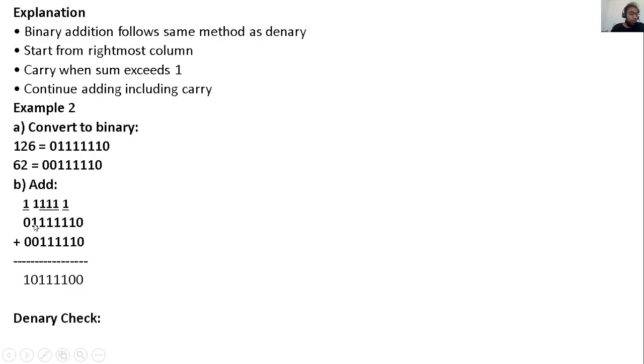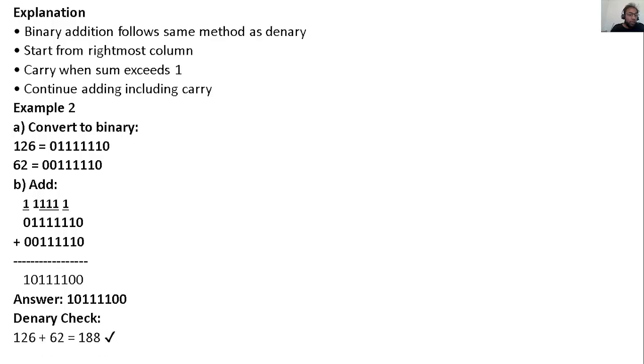Now 1 plus 1 plus 0 will give us the answer 0, and 1 will go to the carry. 1 plus 0 will give us 1. So now you can see this is our final answer, 10111100. Now let's see how to check it in denary values.